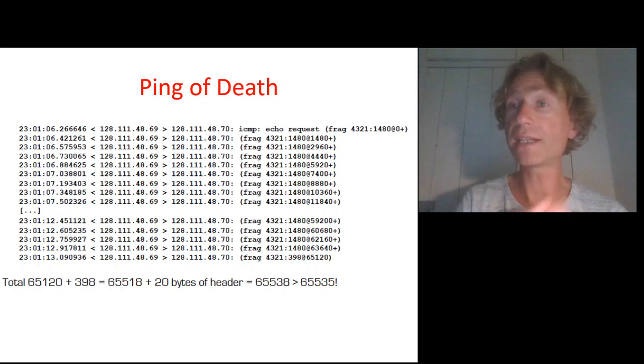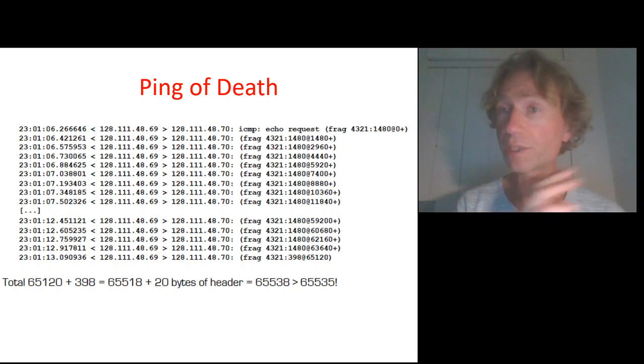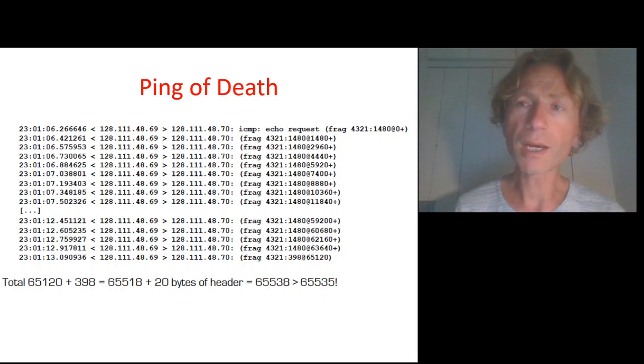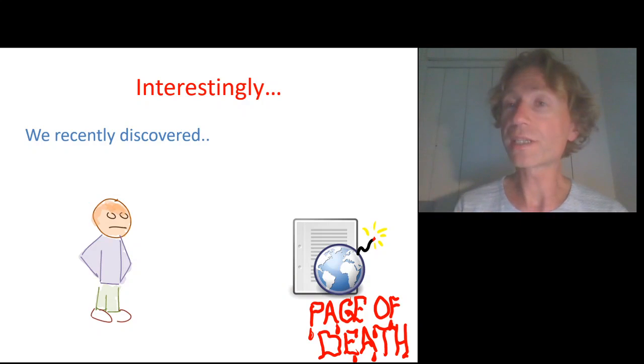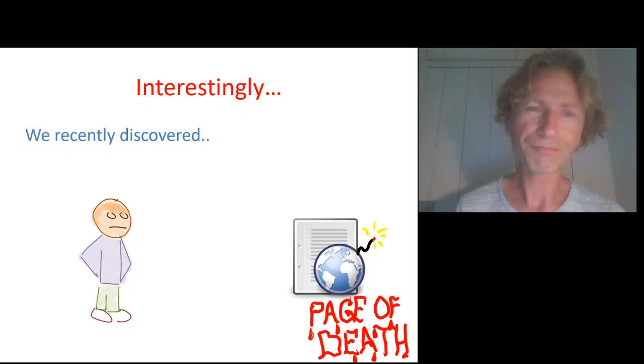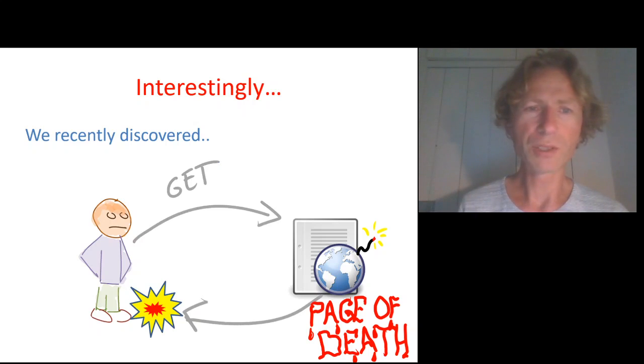The ping of death. You could just send ping requests, ICMP echo requests, to various hosts on the internet, and you would simply cause them to crash. It no longer works today, but interestingly, we recently discovered, or by now it's a little while ago, but I don't think it's been fixed yet, a so-called page of death, which crashes many browsers. Regardless of the browser, just that one page would crash. I don't want to tell you about that because it's something that we haven't published and haven't fixed yet. But it's an interesting phenomenon: just a simple GET request would crash you.